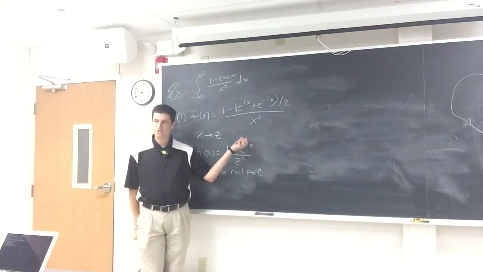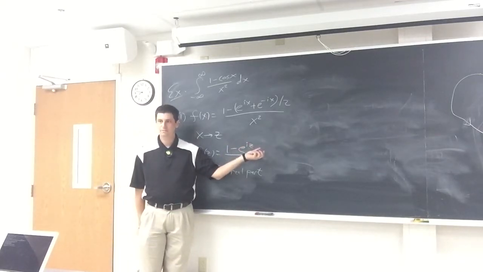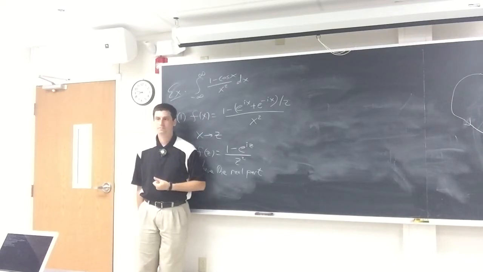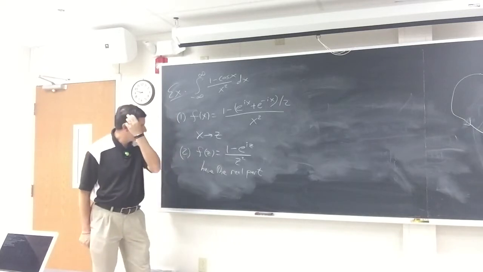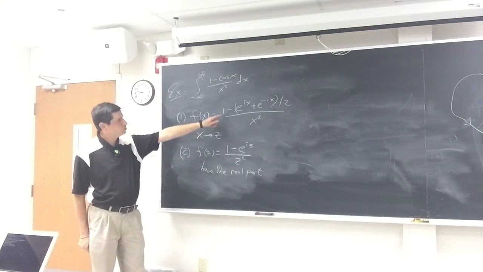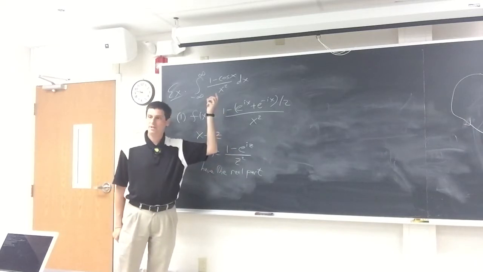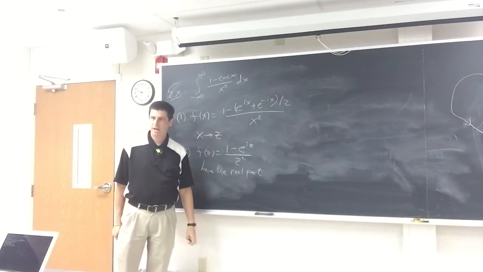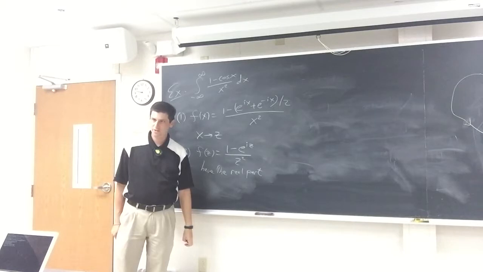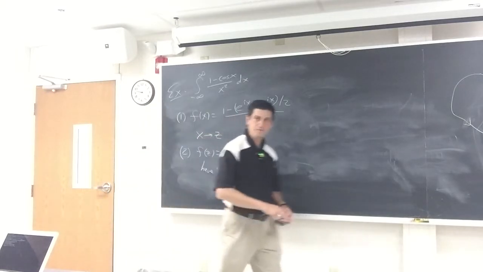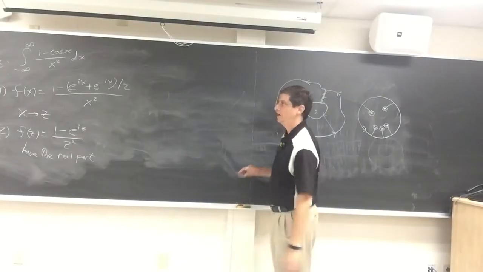So e to the iz is cosine z plus i sine z, and so this would just basically be integrating the real part. So either approach is fine. If you use this approach, we have to be a little bit careful. One exponential is going to be blowing up in the upper half plane and going to 0 in the other, and the other one is going to be flipped in terms of which way it goes. So we want to figure out what kind of contour to look at.